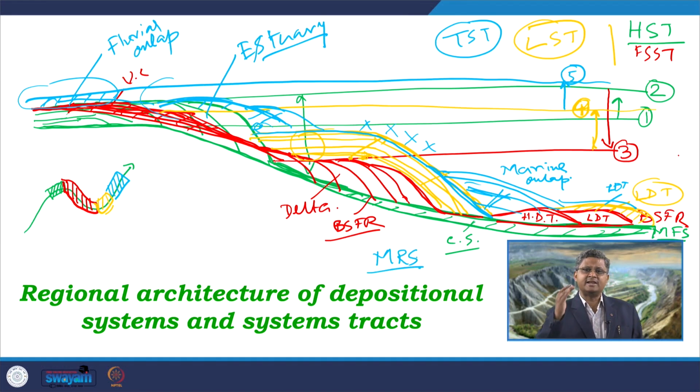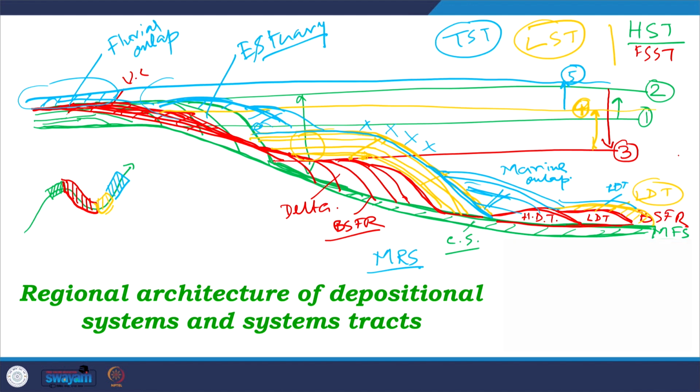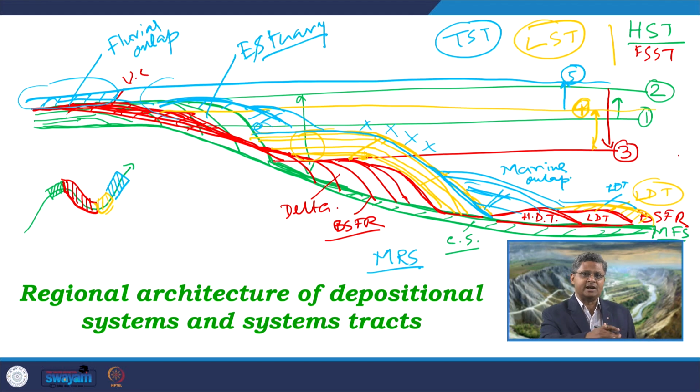the surface that is ending up at the end of the TST, that will be the maximum flooding surface. So, we can identify the maximum regressive surface across the entire basin, and we can identify the maximum flooding surface in certain zones, in certain areas, for example, in the fluvial onlap part, in the coastal onlap part, in the marine onlap part.